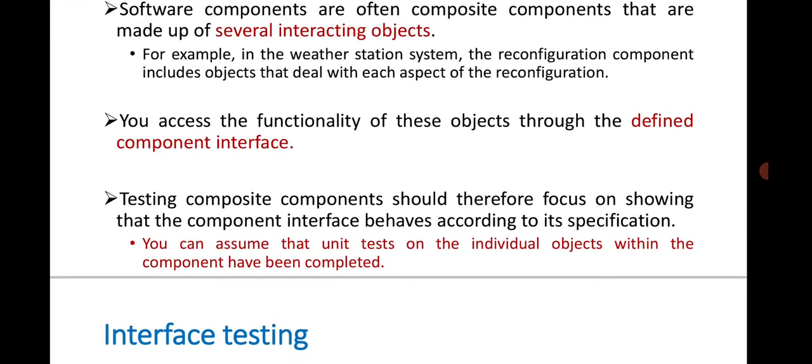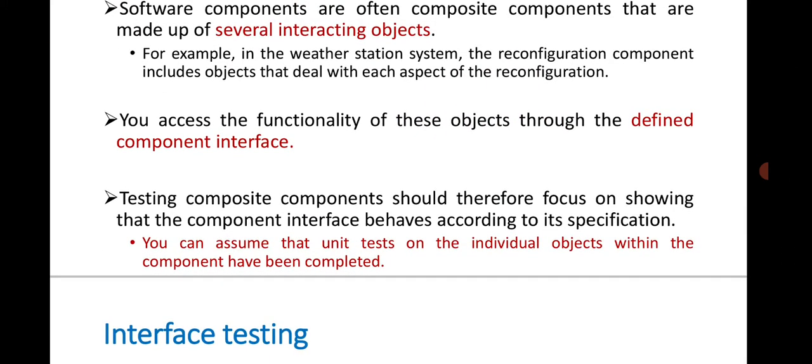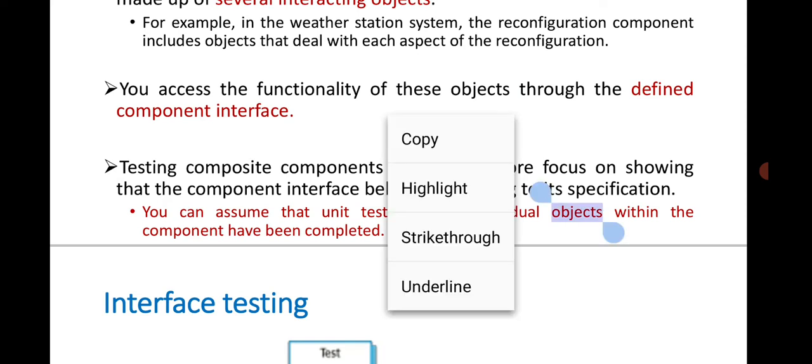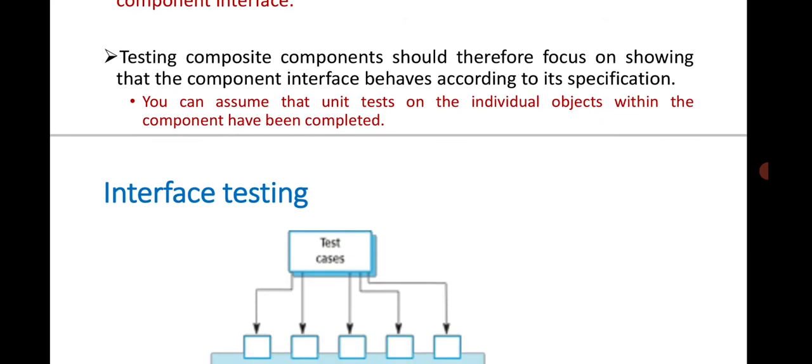Another point here is that, in testing composite components, we mainly focus on showing that the component interface behaves according to its specification. That is the main theme of component testing. As I just told, here we assume that unit testing of the individual objects within the component might have already been completed. That's an important point.